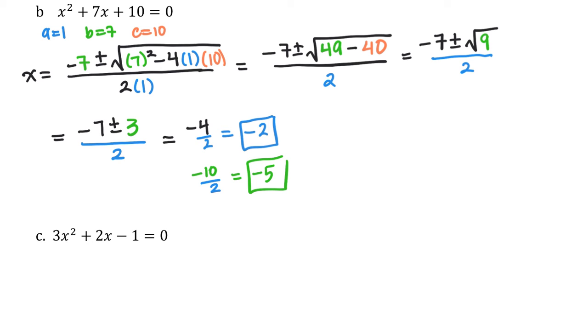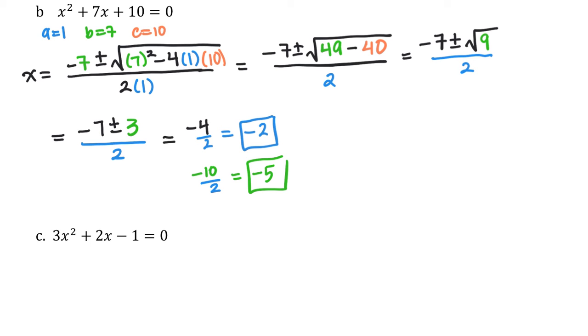And I used the quadratic formula to get it. That being said, if you look back at the original problem, if I had factored this, I would have had x plus 2 times x plus 5, and I would have also gotten negative 2 and negative 5. So the quadratic formula is not always the quickest way to solve something, but it will always work. Okay, let's go ahead and try the next one.